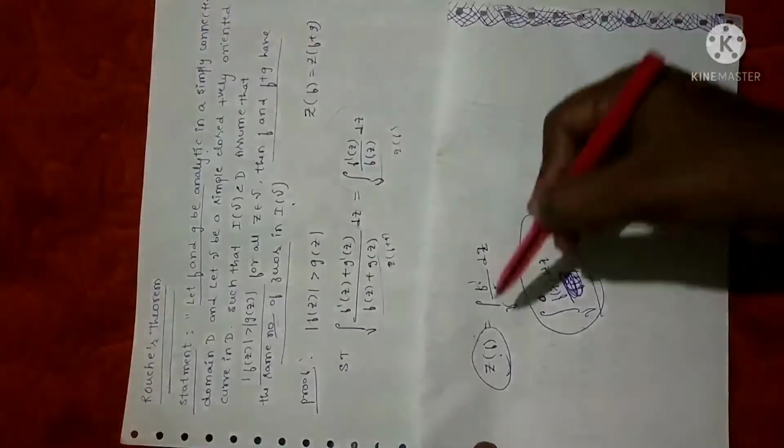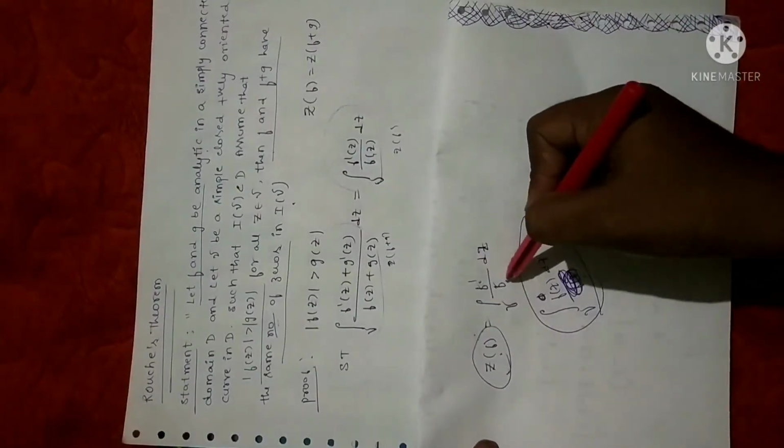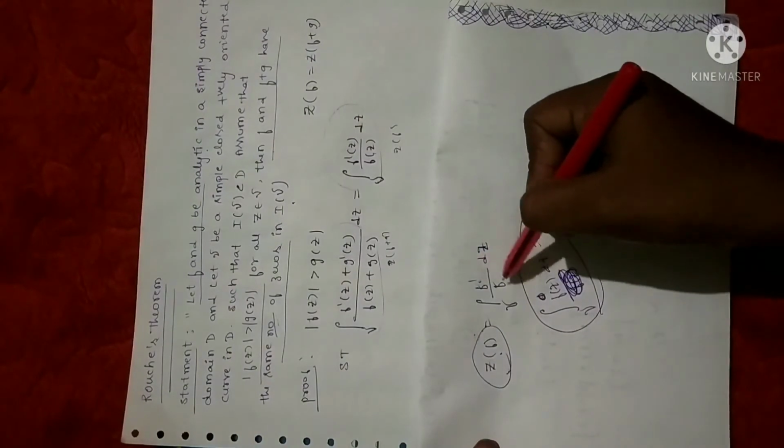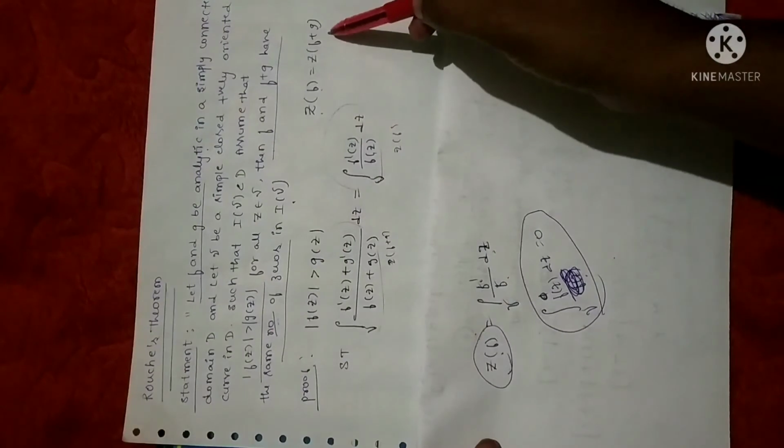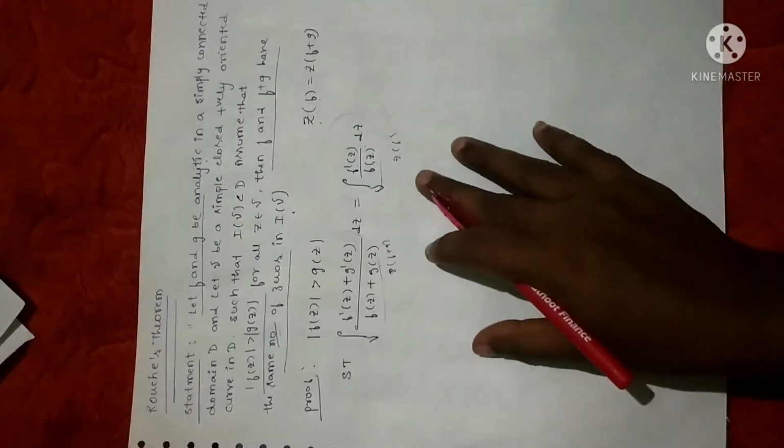Why I have written the definition of zeros of a function as the integral of f dash of z divided by f of z into dz: we have to prove the zeros of f is none other than the zeros of f plus g. So that is why I have taken this statement. So we have to prove this one. Now let me prove this.